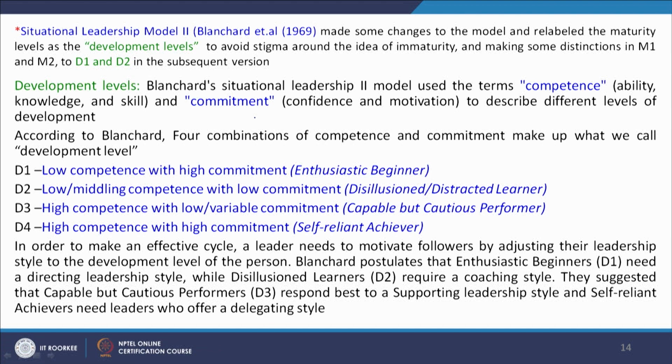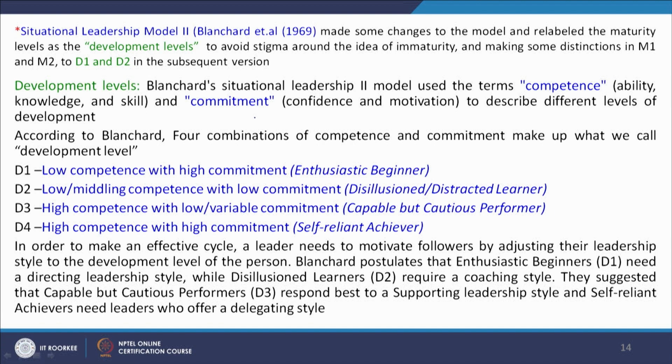The first is D1, where employees have low competence with high commitment. They have labeled such type of followers as enthusiastic beginners; they are willing to work, but they do not have the knowledge, skill and abilities. At this level, what leadership will be more appropriate? The other is D2, low or middling competence with low commitment. That means the followers are disillusioned learners, because the competency level they have attained to some level, but the commitment level is low, the confidence is low and the motivation is also low.